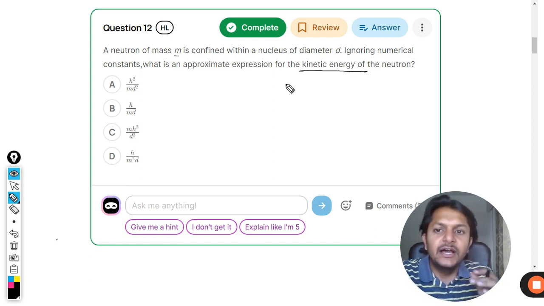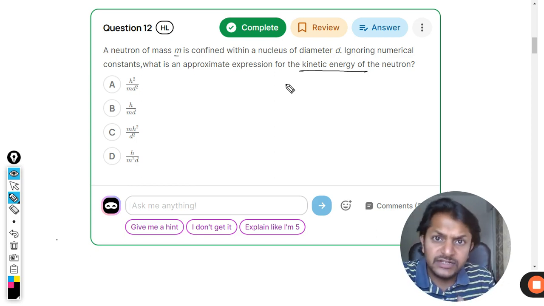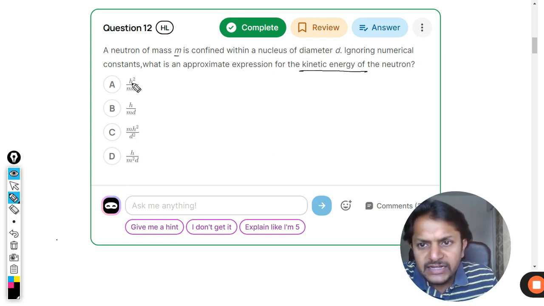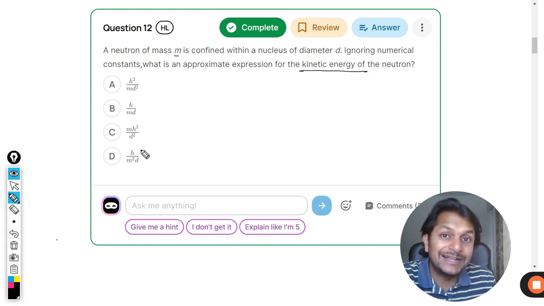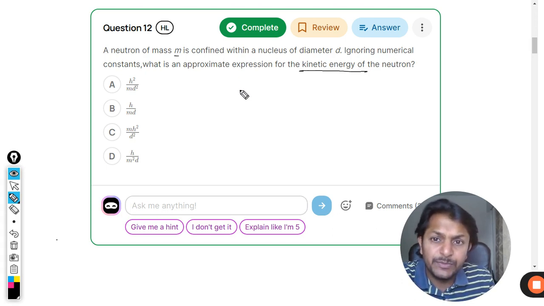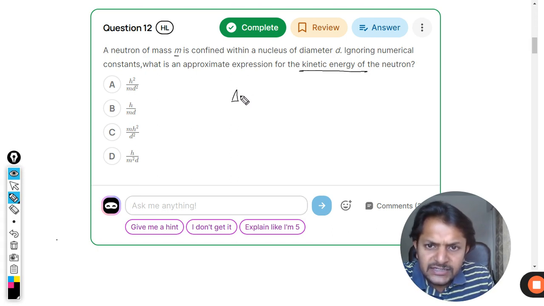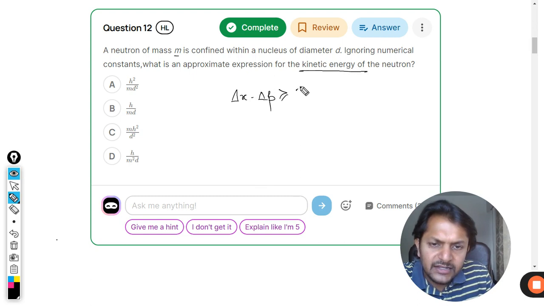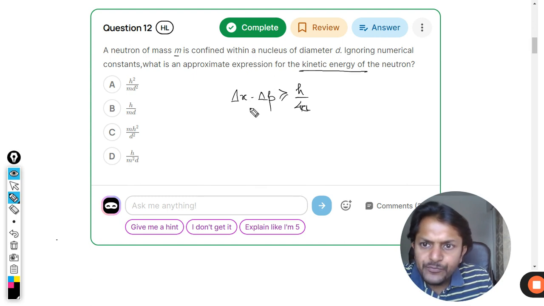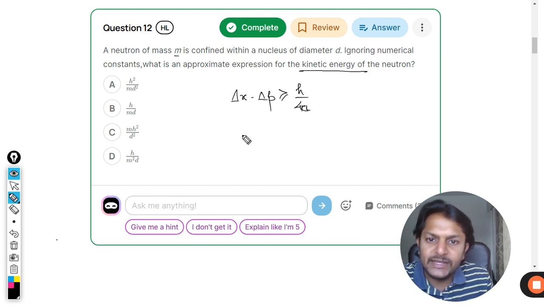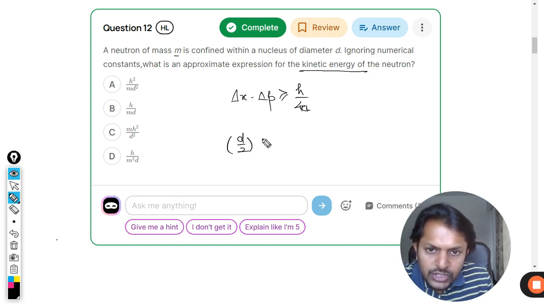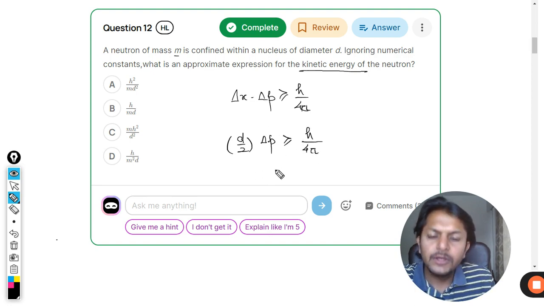Still, let's see. So we know that we have to use the Heisenberg's uncertainty principle in this question, isn't it? And another hint is that there is a Planck's constant every time in the numerator, which clearly shows that yes, we would be using the Heisenberg's uncertainty principle. So it is like delta x into delta p is greater than or equal to h by 4 pi, and delta x can be written as plus minus d by 2 because it is confined in space. So that can be written as d by 2. This will be written as delta p greater than or equal to h by 4 pi.